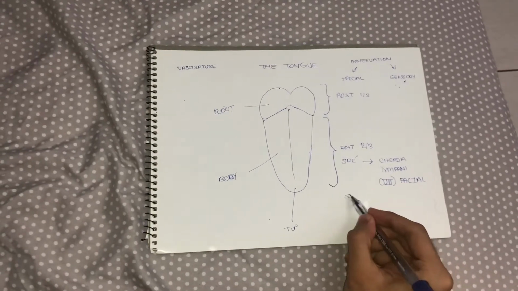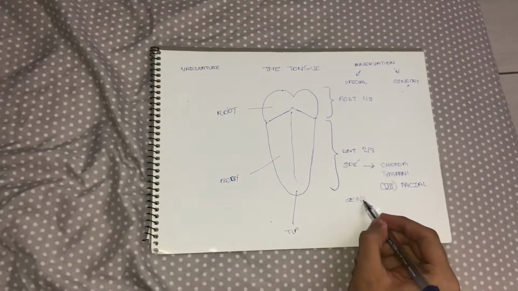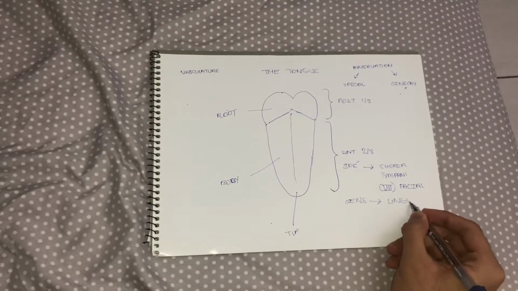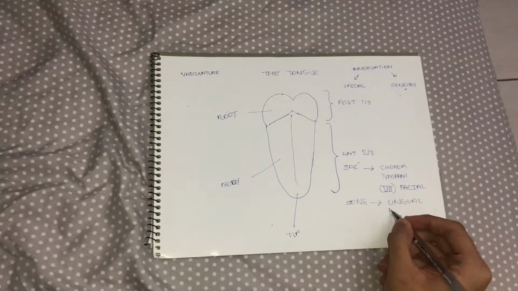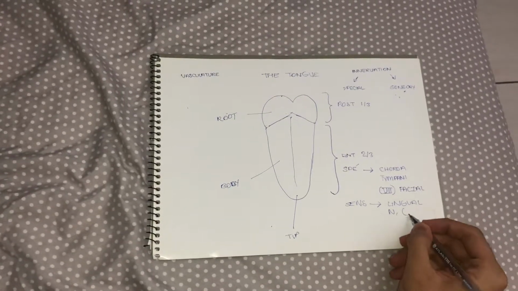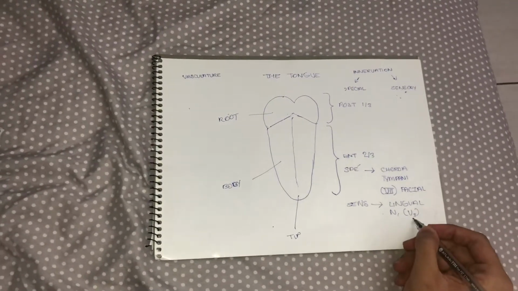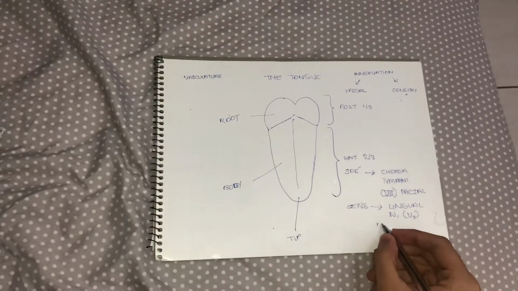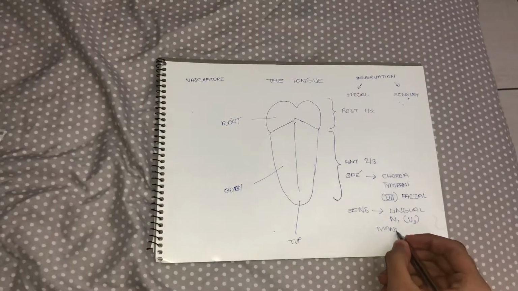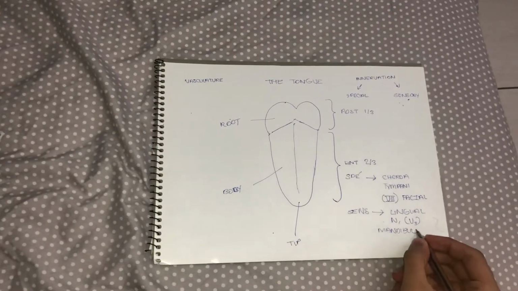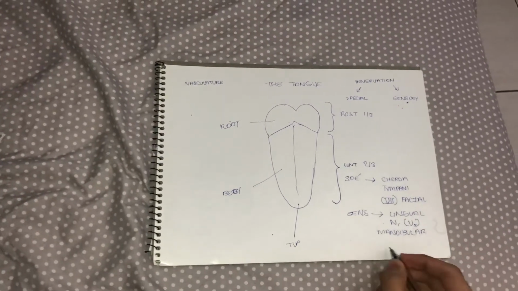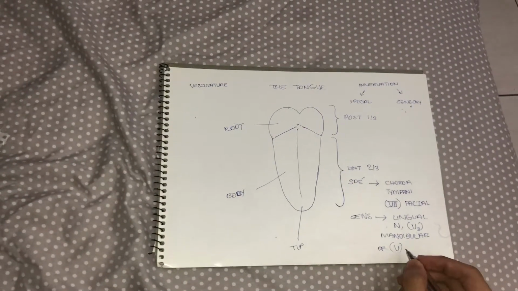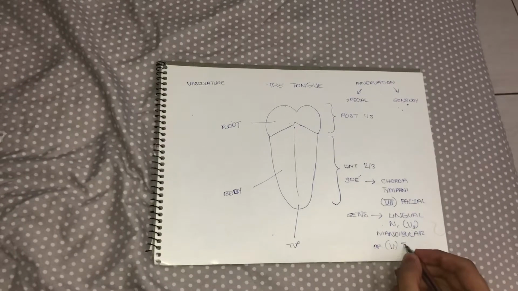The sensory innervation, which we're going to abbreviate as sense, is given by the lingual nerve. Lingual nerve, between two brackets, V3. If you already know what it is, then it will be easy, but it's basically the mandibular branch of V. V is the 5th cranial nerve, which is the trigeminal.